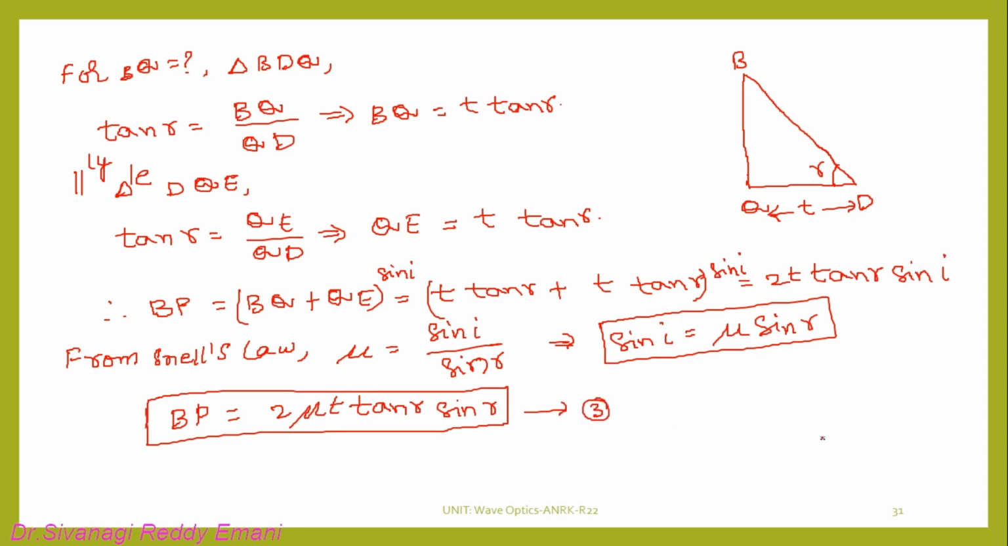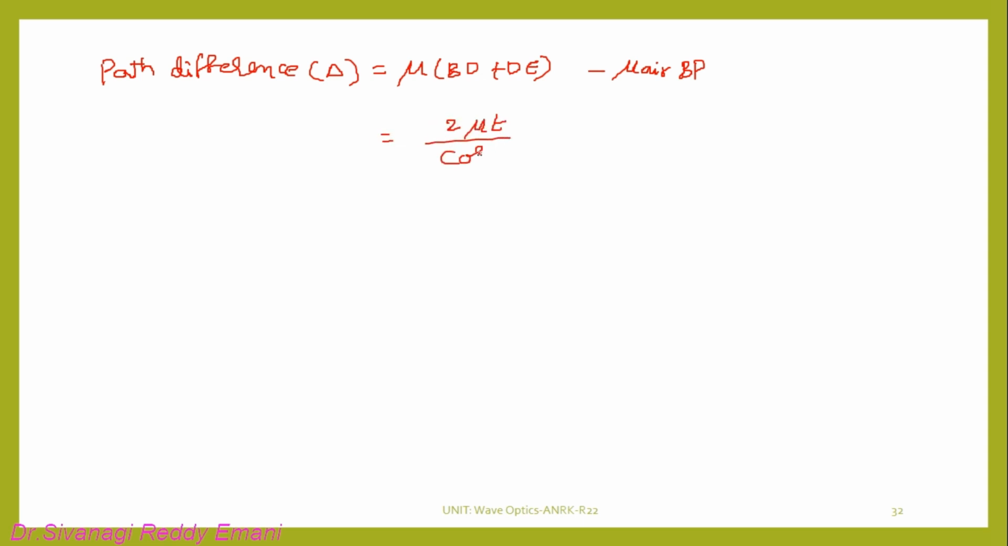Now finally we have to calculate the path difference. Initially we wrote the path difference delta equal to mu into BD plus DE minus mu air into BP. So once we substitute all these values here, we will get 2 mu T by cos R minus 2 mu T sin square R by cos R.